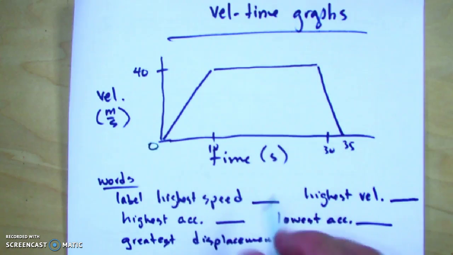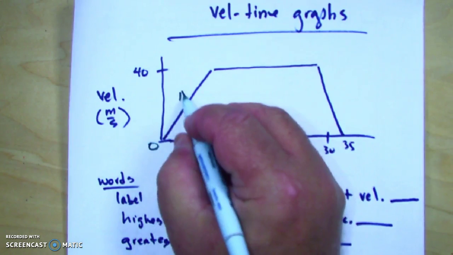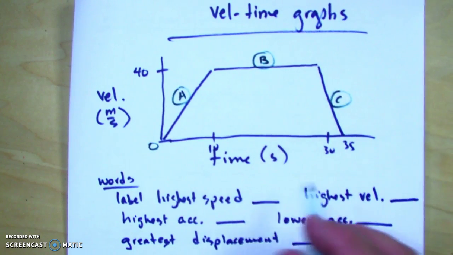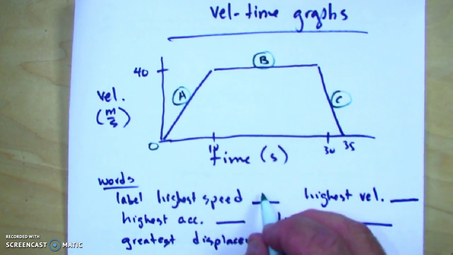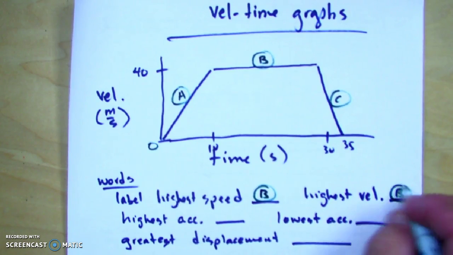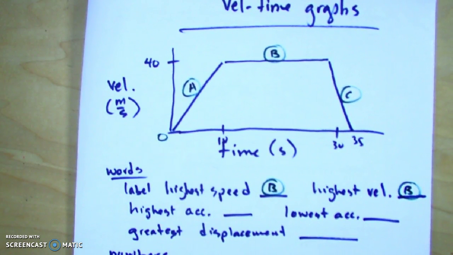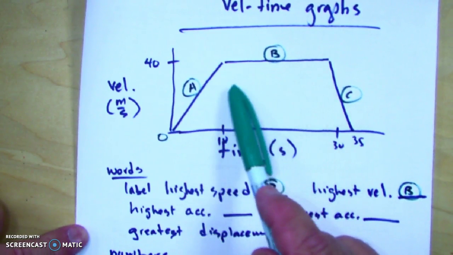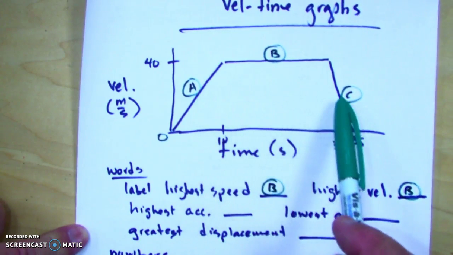So the highest speed is actually, let's call this interval A, interval B, and interval C. The max highest speed is going to be in interval B. The max highest velocity is also going to be in interval B. So that's kind of nice that both of them are the same answer. Now, your highest acceleration, well, I'm not accelerating at all here. I'm changing speed, so therefore it's between A and C.